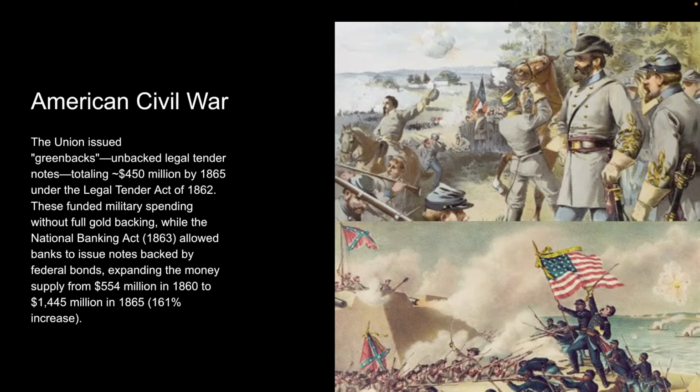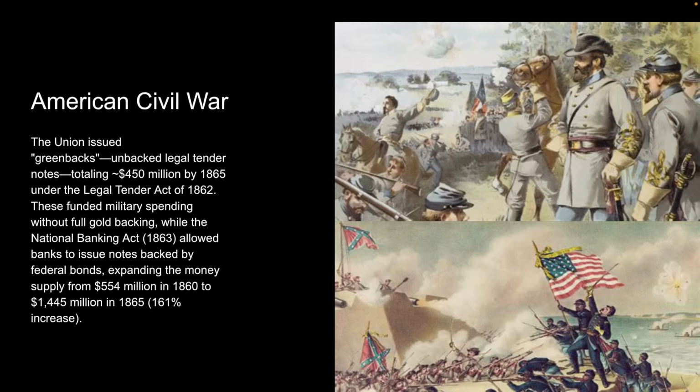Now let's go to the American Civil War. The Union issued greenbacks, unbacked legal tender notes totaling $450 million by 1865. Under the Legal Tender Act of 1862, these funded military spending without full gold backing, while the National Banking Act of 1863 allowed banks to issue notes backed by federal bonds, expanding the money supply from 554 million in 1860 to 1.4 billion in 1865, a 161% increase.